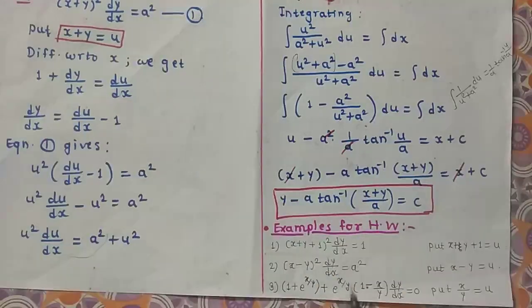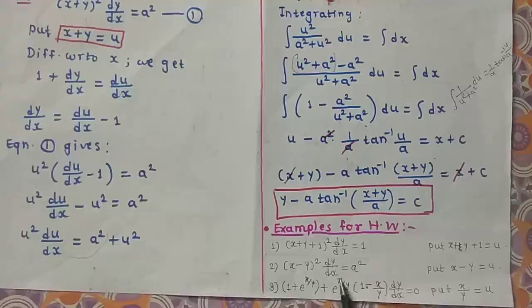Similarly in the second question there is a function of x minus y, that's why put x minus y equals u, and in the third question, if you observe the exponential term, there is the power x upon y, right? So put x upon y equals u. So in this way, using some suitable substitution, reduce the differential equations into variable separable form, and just by taking integration we get its solution.